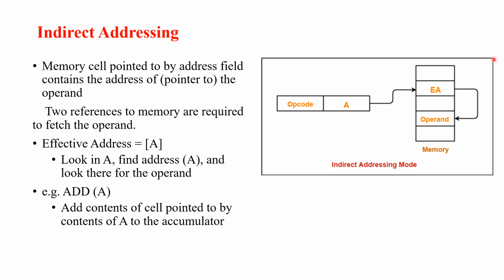The process requires two memory references: one to fetch the pointer, the memory address stored in A, and another to retrieve the actual operand from the memory location specified by the pointer. While indirect addressing provides flexibility by allowing access to a wider range of memory, it comes at the cost of extra memory access, making it slower than direct addressing.